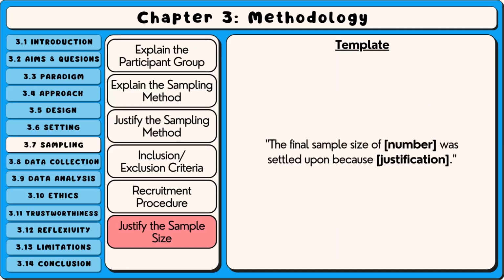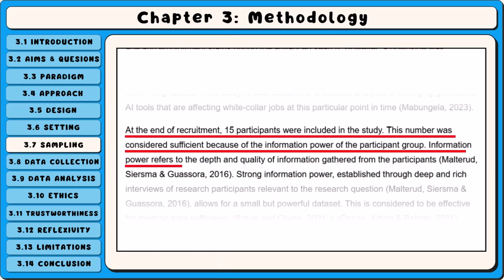Here's a template for justifying your sample size. The final sample size of, and then say how many people were included in your sample, was settled on because, and then outline your justification. Here's a sample. At the end of recruitment, 15 participants were included in this study. This number was considered sufficient because of the information power of the participant group. Information power refers to, and then you'll outline the concept of information power.